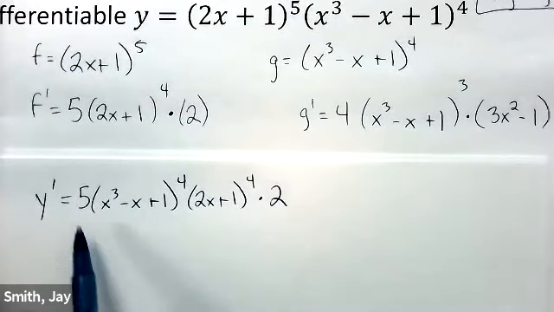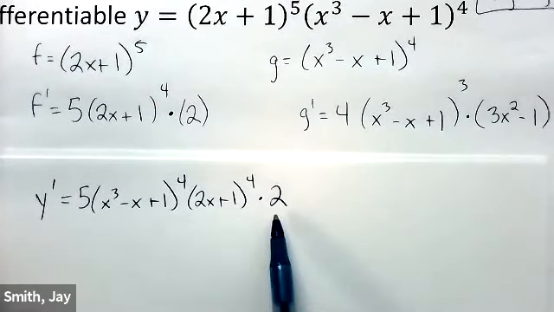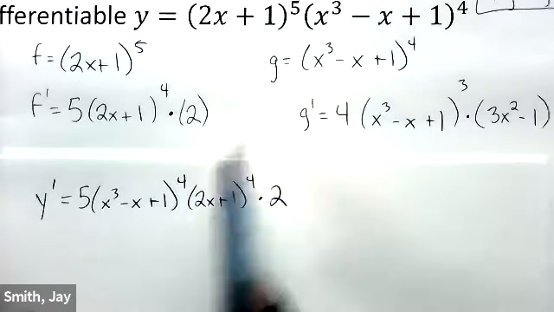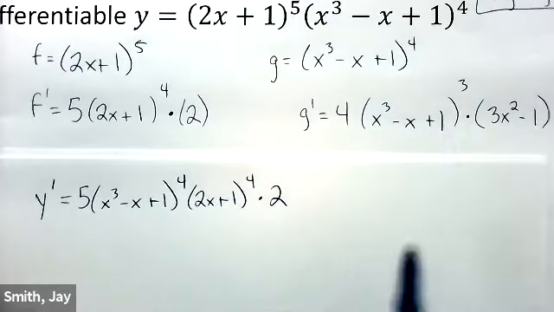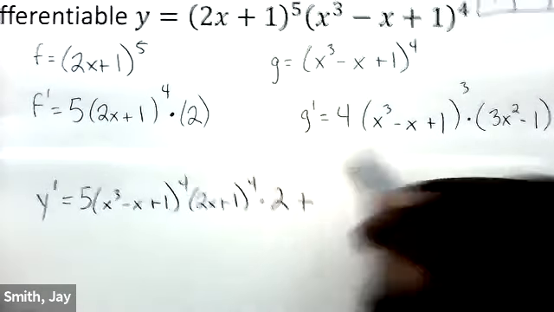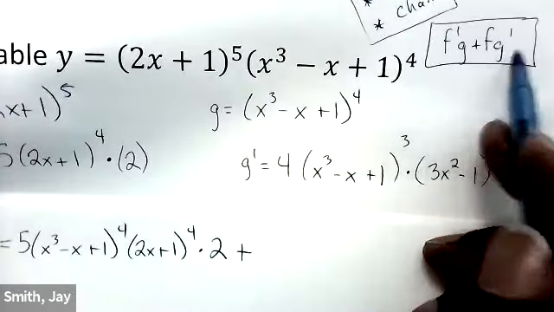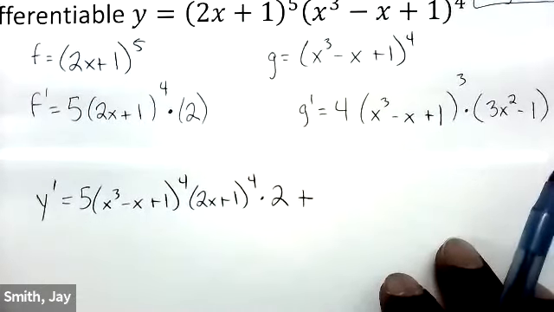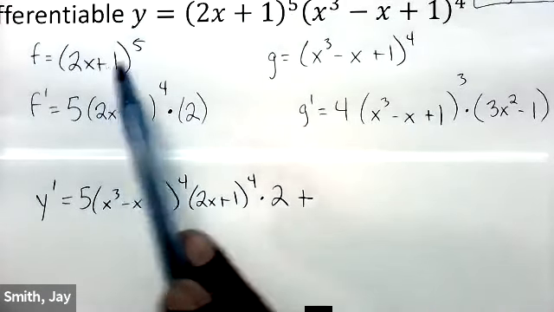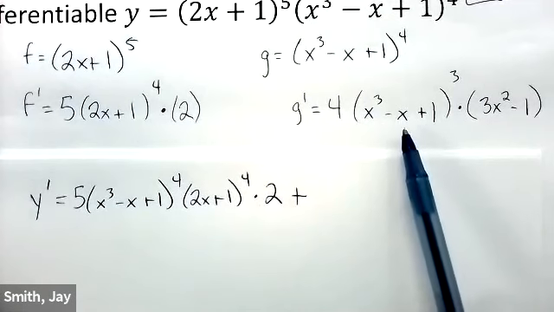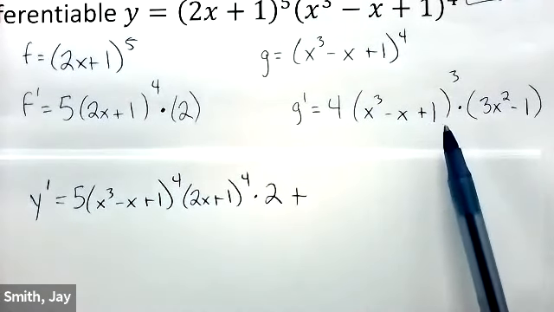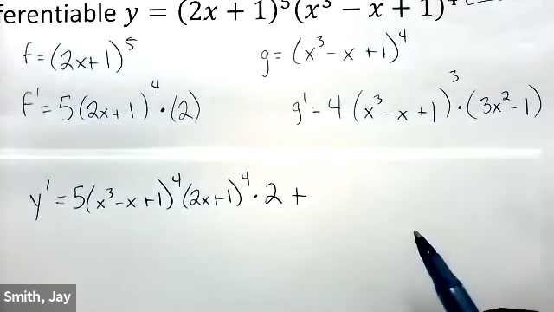All right, so F prime is 5 times (2x + 1)^4 times 2, times G, which is (x^3 - x + 1)^4. All right, so the product rule, that's F prime G plus F G prime. So now we need to multiply (2x + 1)^5 times 4 times (x^3 - x + 1)^3 times (3x^2 - 1).